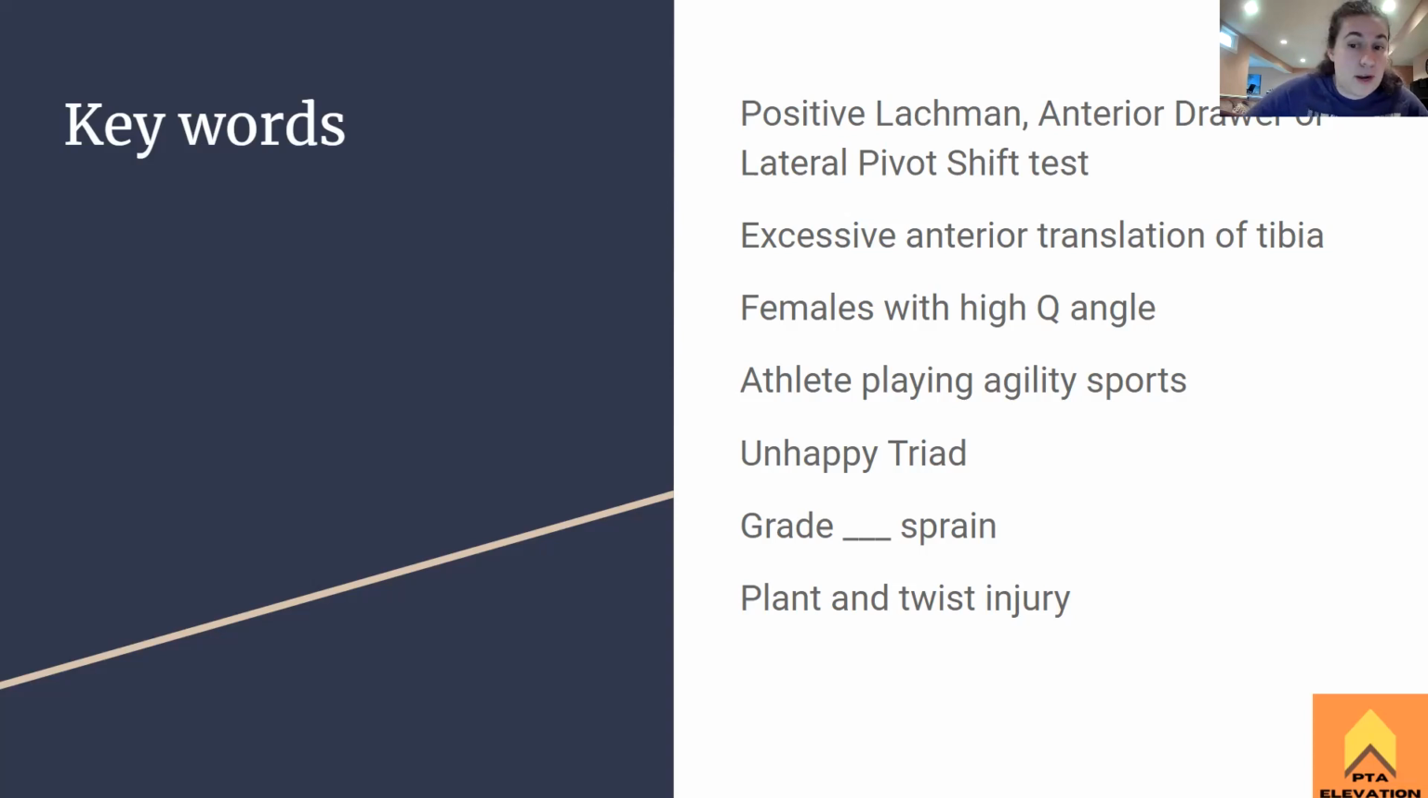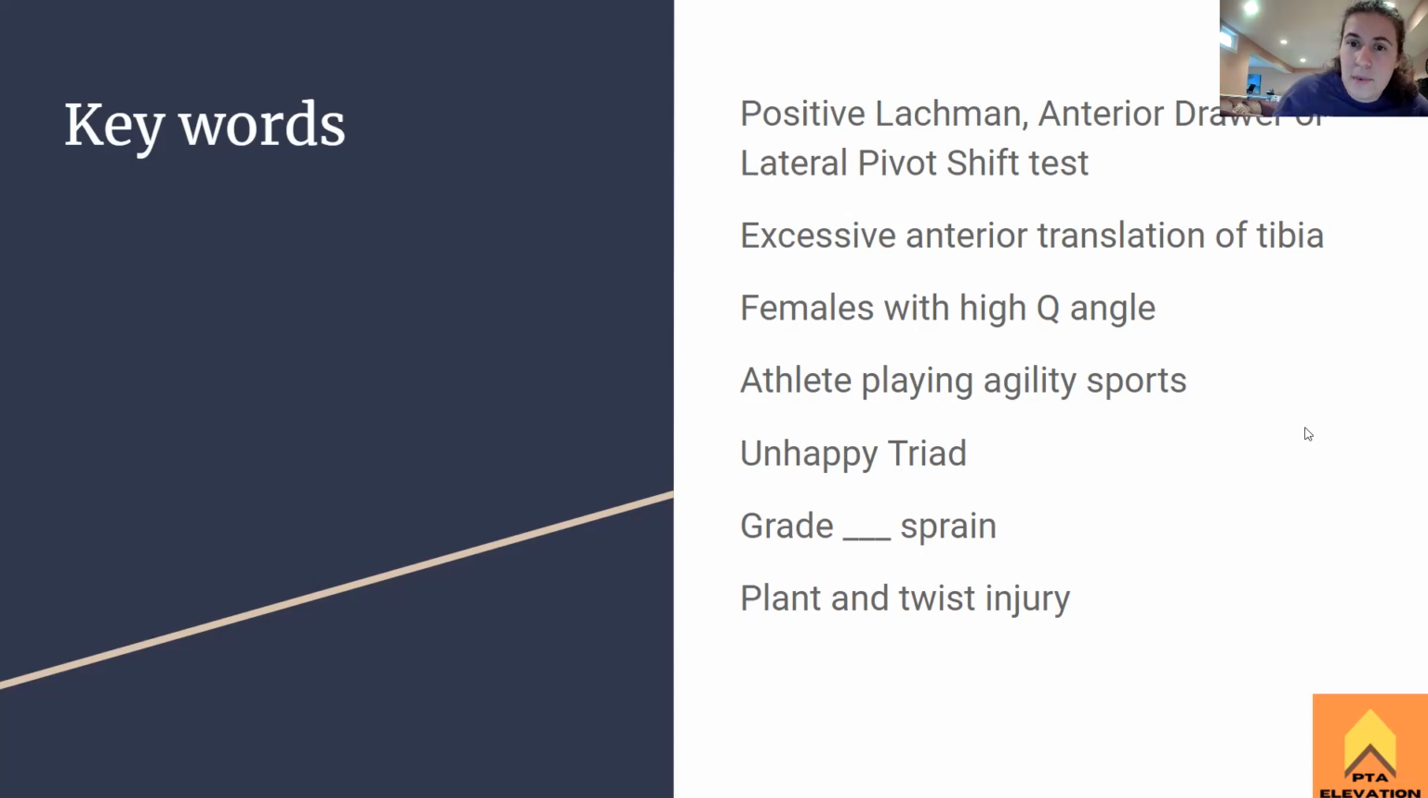Grade blank sprain. Usually it's grade 3, but with any grade of sprain, you're going to see, okay, this is a ligament torn. What ligament is it? What's going on? Again, plant and twist injury, could be a contact injury, could be non-contact. Remember, trauma, stuff like that. But a lot of times it ends up being non-contact. They just land weird, plant and twist, cut weird. Then they're done. ACL's gone.